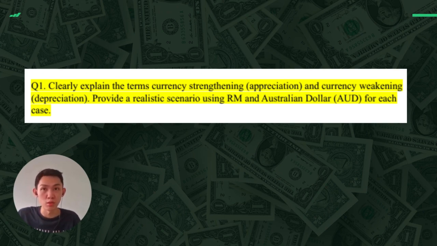Now scenario 2, which is weakening. When one Australian dollar equals 3 ringgit, and then it suddenly depreciates, or weakens, to one Australian dollar equals 3.20 ringgit, it depreciates by 0.2. So it takes more ringgit to buy one Australian dollar. The imports from Australia become expensive for us, but our exports, which are Malaysian goods, become cheaper for Australians.